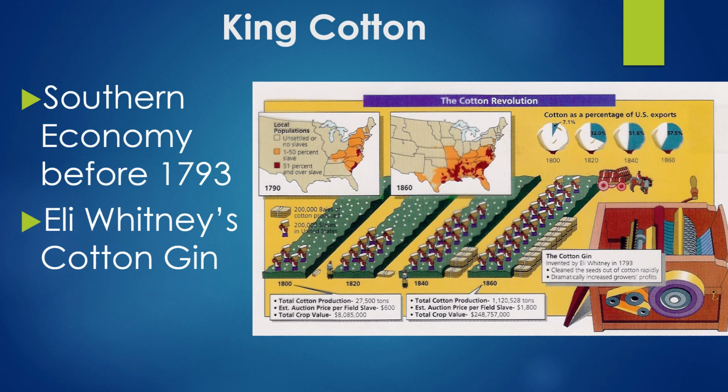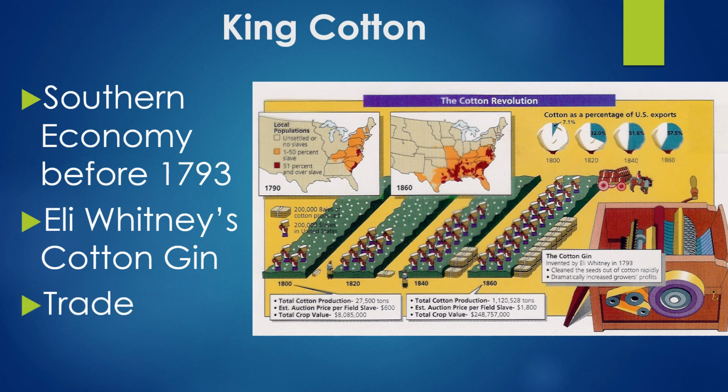If you look at this chart, it shows you the increase in cotton production from 1800 through 1860, and the maps also correlate where the large slaveholding populations were in 1790 versus 1860. The cotton gin made cotton picking 50 times, not 50%, but 50 times more effective, and resulted in just an explosion of the cotton industry. And cotton came to surpass tobacco and rice in the Southern economy.